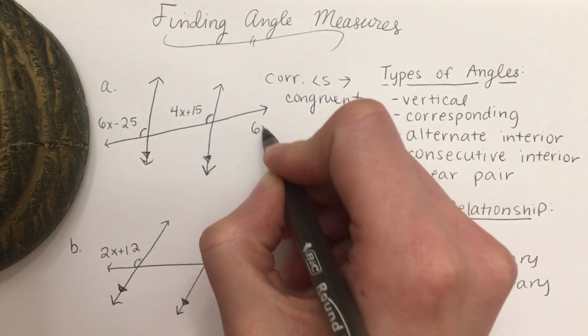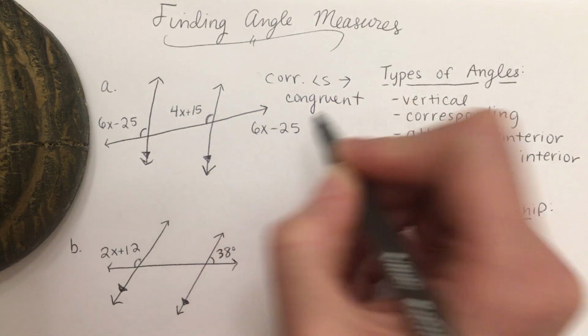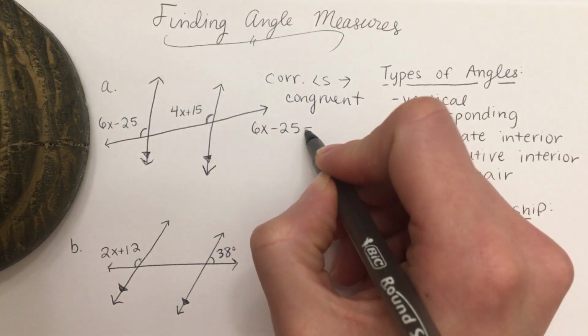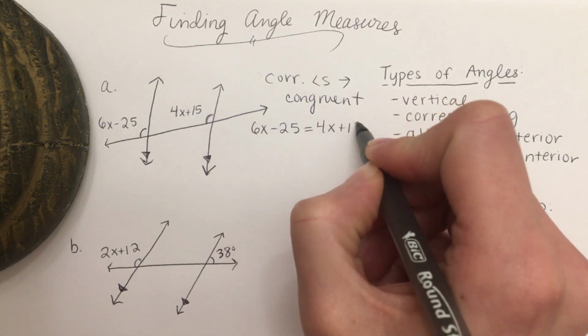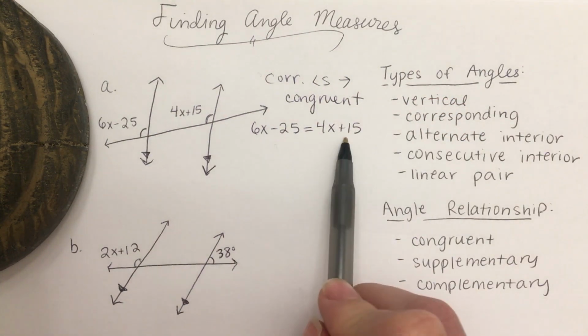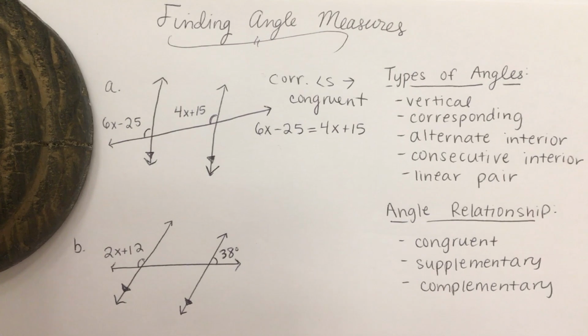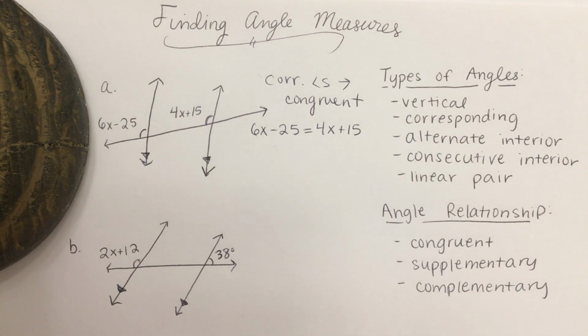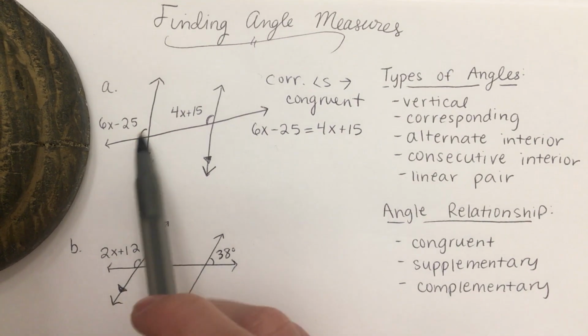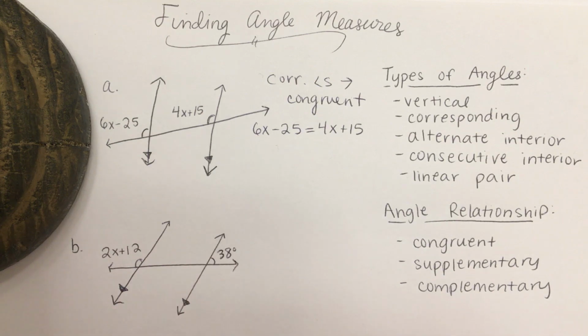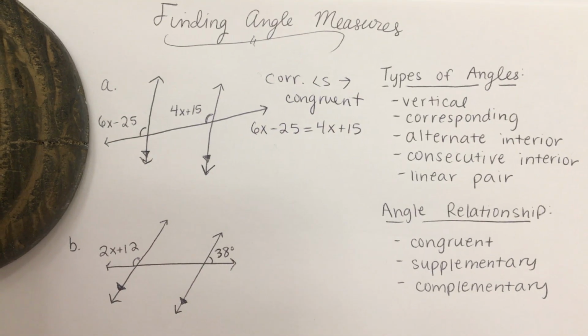So based on that information, I'm going to set up my equation: 6x minus 25 equals 4x plus 15. Again, the reason why I set these equal to each other, or my justification, is because they are corresponding angles, and that is based on their angle type. And then we know by definition that our corresponding angles are always congruent.